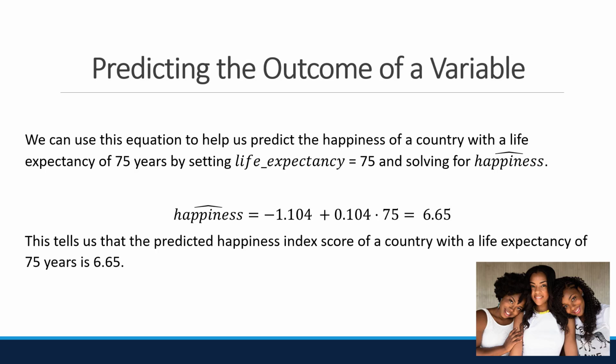We can use this equation to help us predict the happiness of a country with a life expectancy of 75 years by setting life expectancy equal to 75 and solving for happiness. This tells us that the predicted happiness score of a country with a life expectancy of 75 years is 6.65.